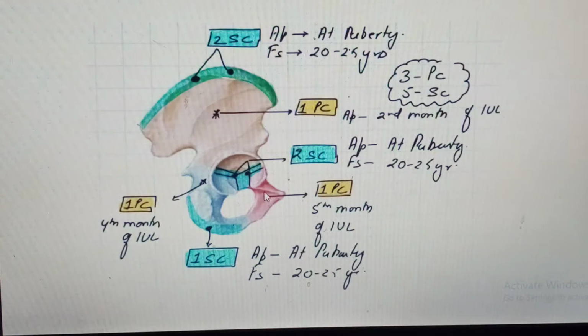Then we can see a secondary center in the case of the pubis, but in the Y-shaped triradiate cartilage that we find in the acetabular cavity, that one will appear also at puberty. There will be 2 secondary centers in there and get fused also by age 25. This is some bit of information that I want to give you.